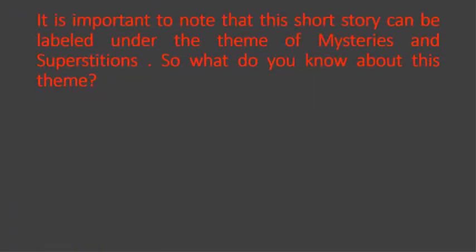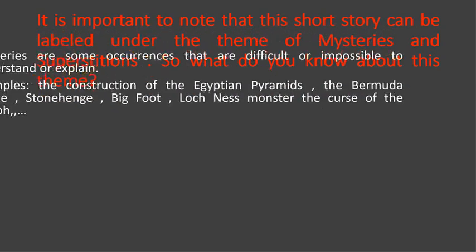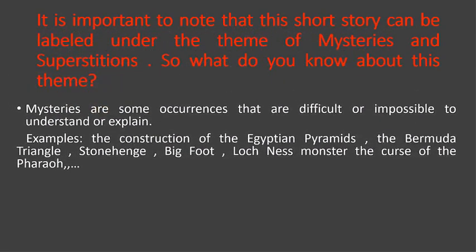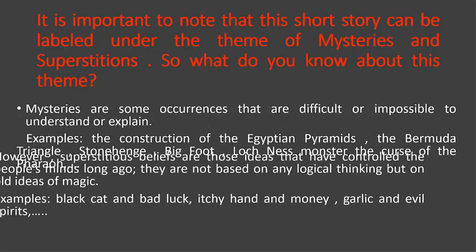It is important to note that this short story can be labeled under the theme of mysteries and superstitions. So, what do you know about this theme? Well, as we have learned in grade 9, mysteries are some occurrences that are difficult or even impossible to understand or explain. Examples on mysteries could be the construction of the Egyptian pyramids, the Bermuda Triangle, Stonehenge, Bigfoot, and many others.